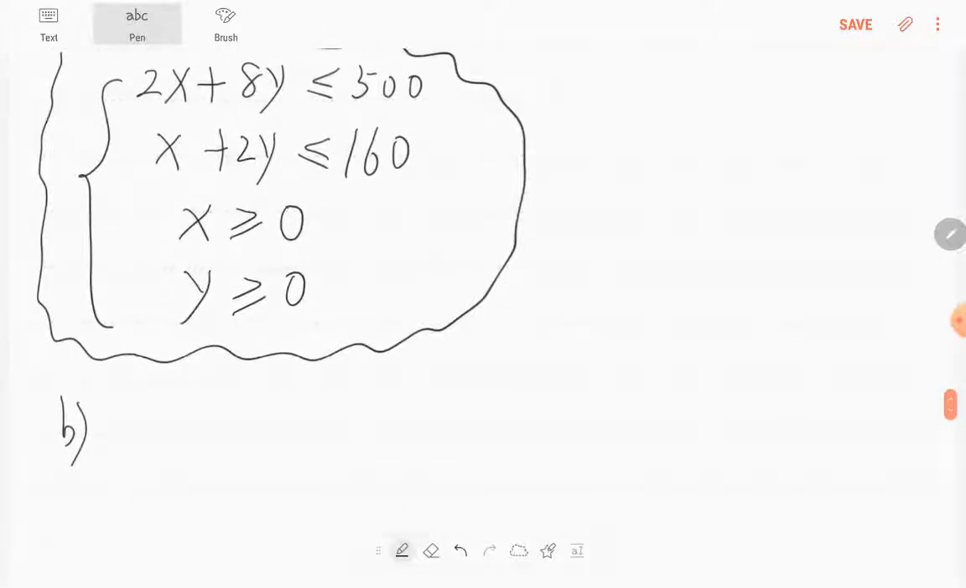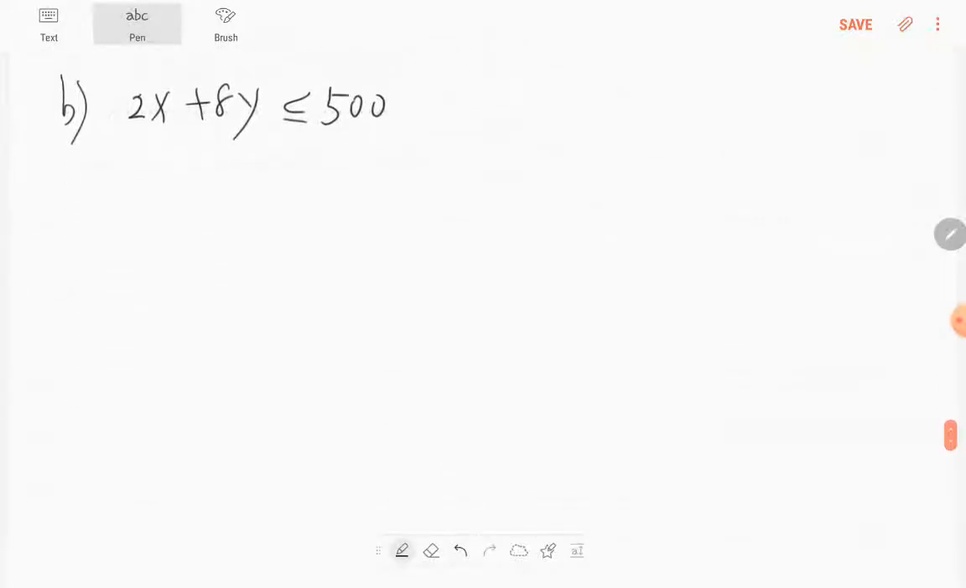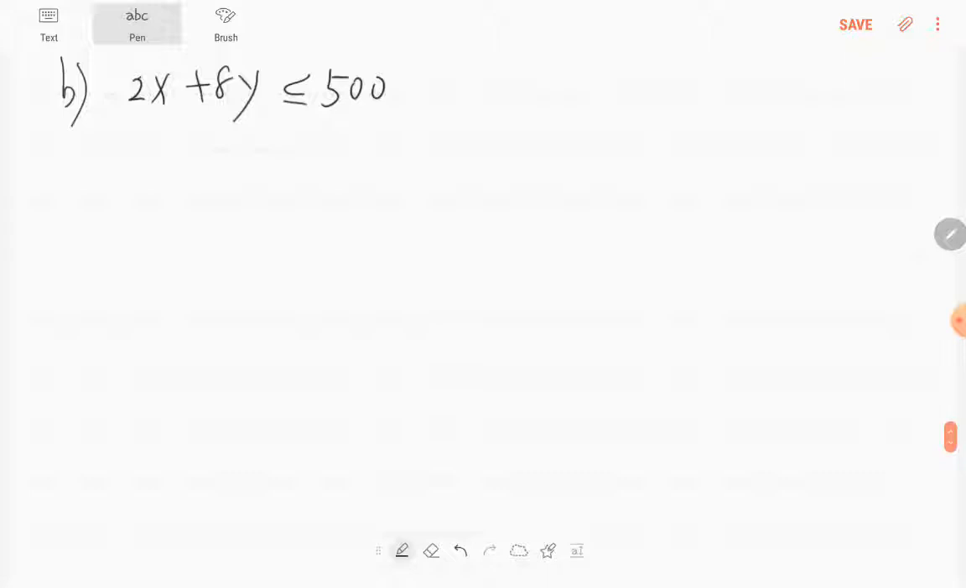Okay. So now let's draw the graph. So let's look at the first one. 2x plus 8y less than or equal to 500. Okay, so this is a large number, right? 500. So the scale of the xy plane should be different.